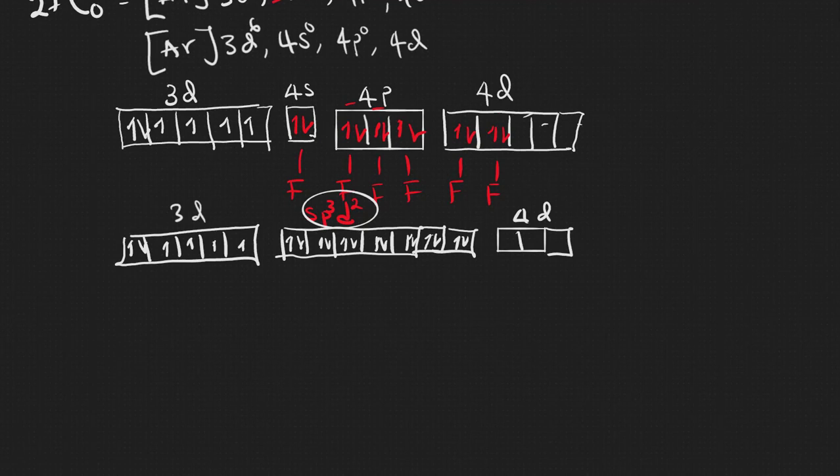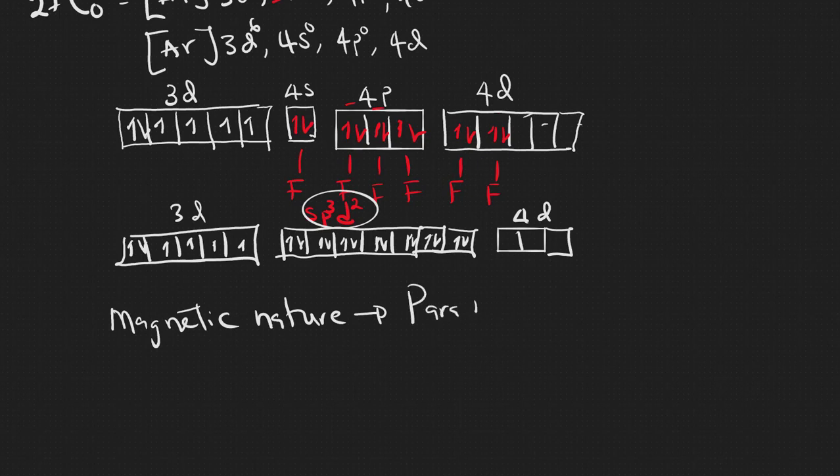So from this, we should be able to derive some information. What do you think is the magnetic nature? Remember that magnetism is due to unpaired electrons, and we have how many unpaired electrons? 1, 2, 3, 4. So there are 4 unpaired electrons, therefore it's going to be paramagnetic. If these electrons were paired, we would have been diamagnetic, because paramagnetism is due to unpaired electrons.